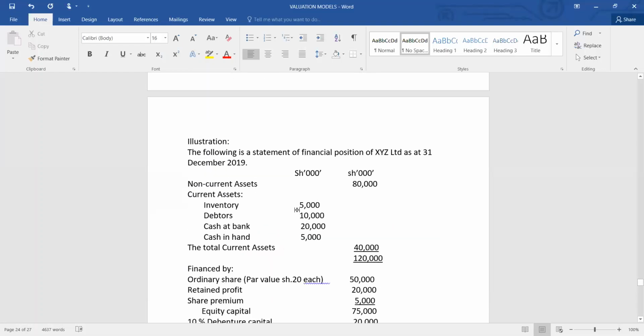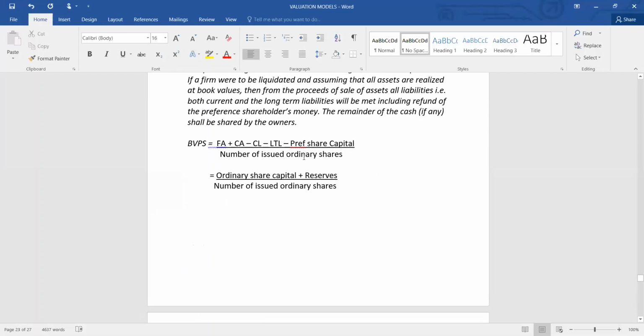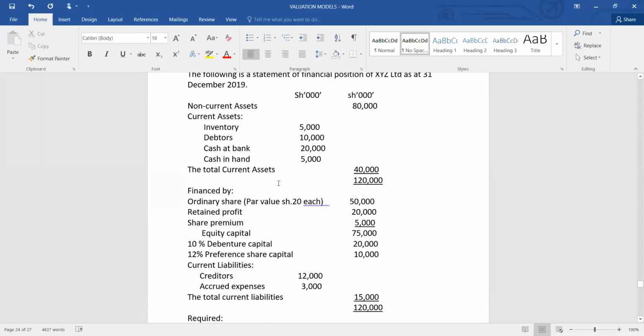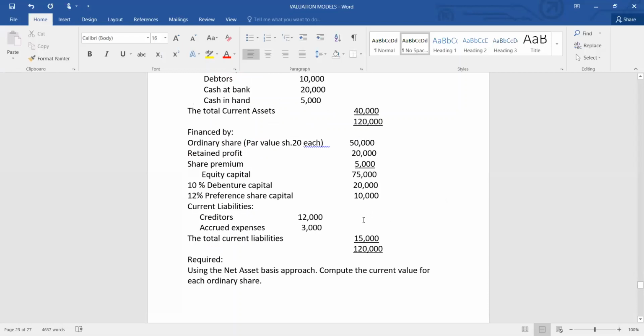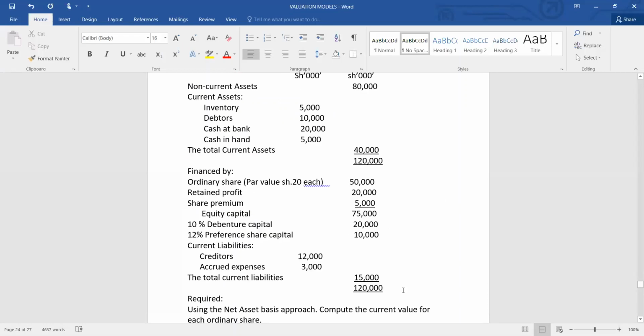The formula is here. This is the balance sheet. We have said all assets less current liability less long-term less preference share capital divided by the number of shares in issue. Can you please work out the value of a share using the net asset basis?